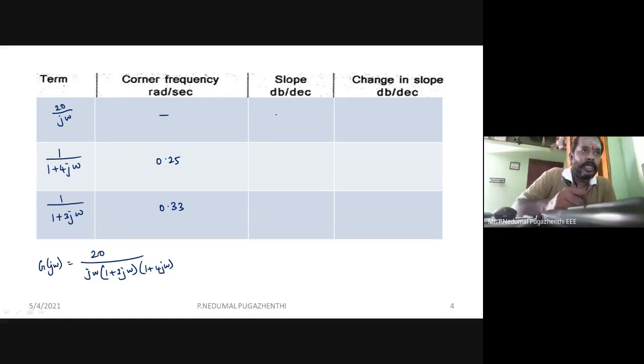What is the slope here? Since omega is in the denominator and the power of omega is 1, I will have minus 20 decibels. There is no change in slope for the first factor. Then second, again I have j omega in the denominator, so I will have another minus 20. So what is the change in slope? Minus 20 is equal to minus 40 decibels per decade. Then the third one, again j omega is in the denominator and the power of omega is 1, so minus 20. Again minus 40 minus 20 will give me minus 60 decibels per decade.